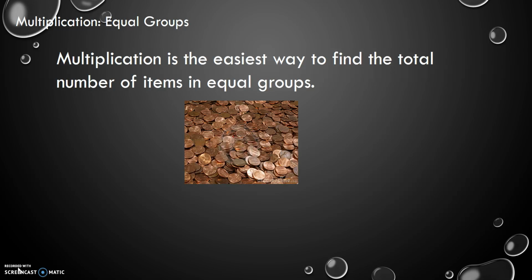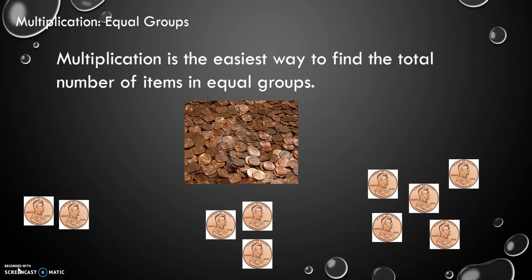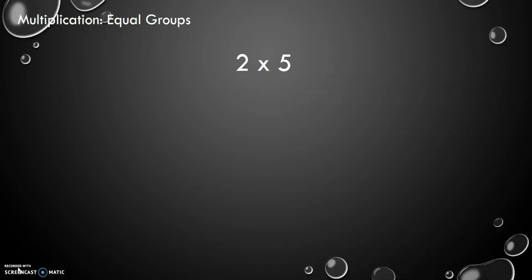If I had a pile of pennies on the table and I wanted to count them, I'm probably not going to count them one at a time because that's going to take me a really long time. I might count them in groups of 2, 4, 6, 8, 10. I might count them in groups of 3, 6, 9, 12, 15. I might even count them in groups of 5, 10, 15, 20, 25, 30. This is multiplication. So let's look at a multiplication problem.